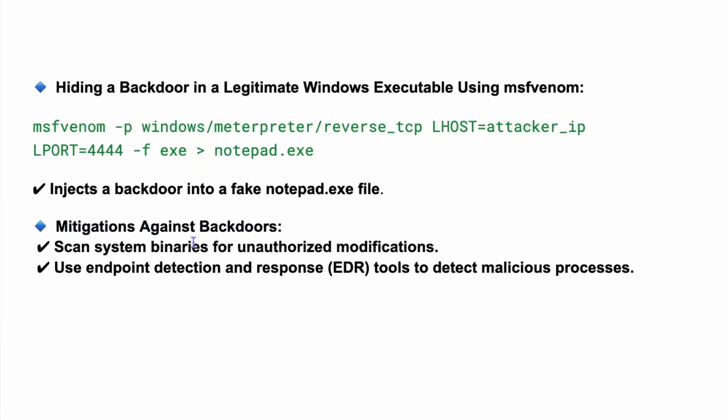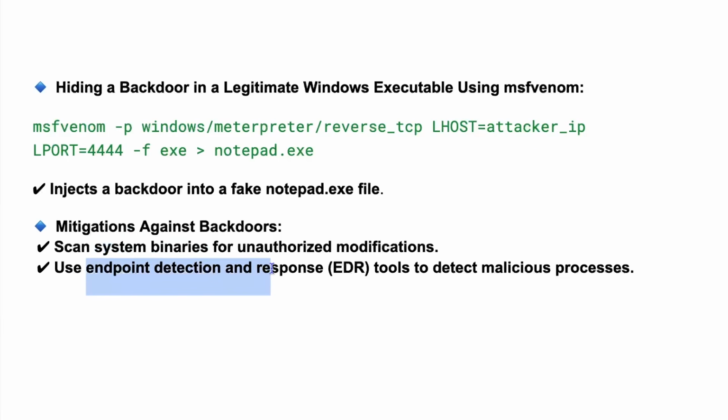The mitigations against backdoors would be to scan system binaries for unauthorized modifications. Any kind of modification to a system binary, which is among the most sensitive files on a system, should be looked at very closely. Normal users should not have permission to modify system binaries. So one of the key things you can do to avoid this kind of attack is to look for all of the system binaries and block access to them, and only allow admins and root users to modify them.